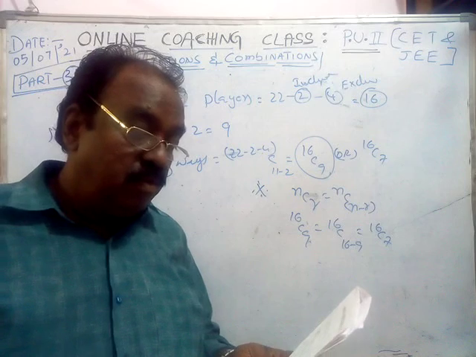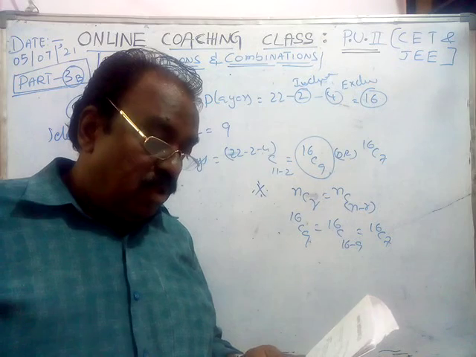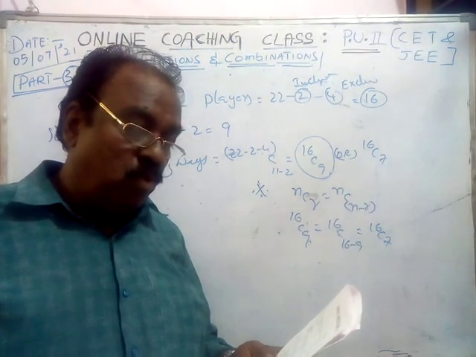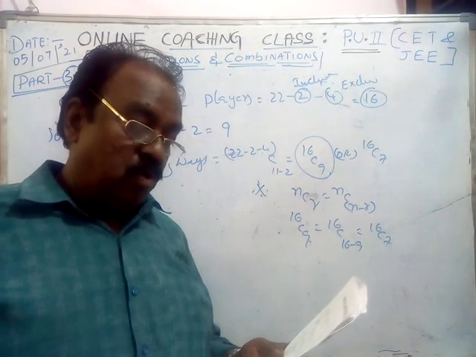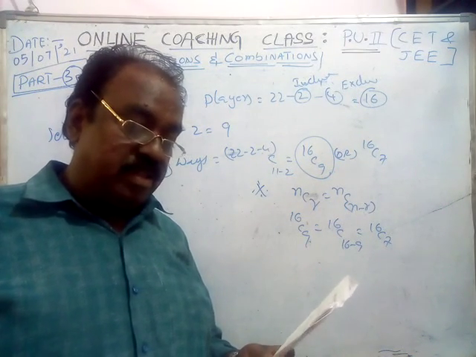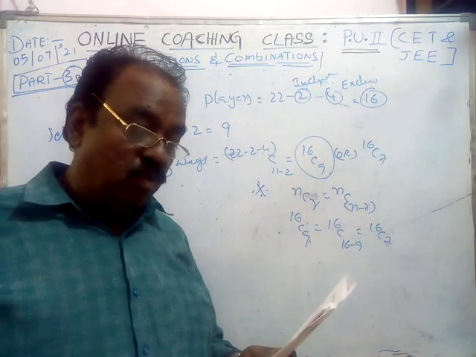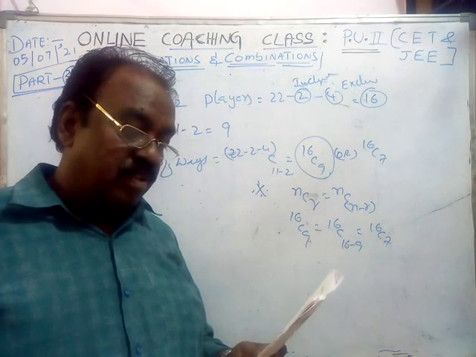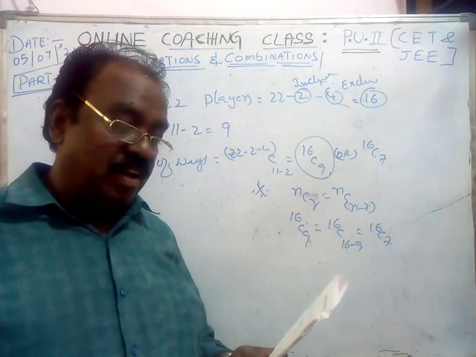Now, another one, 46. A box containing 2 white balls, 3 black balls, 4 red balls. In how many ways can 3 balls be drawn from the box such that at least one black ball is included in the draw?